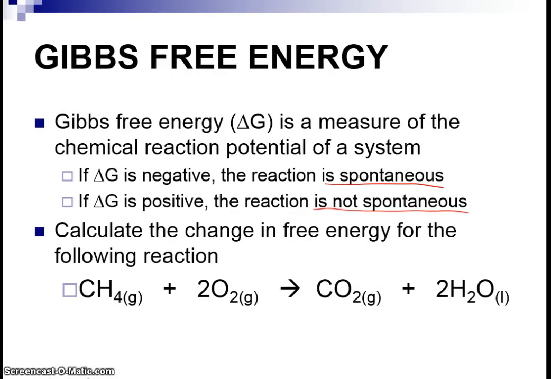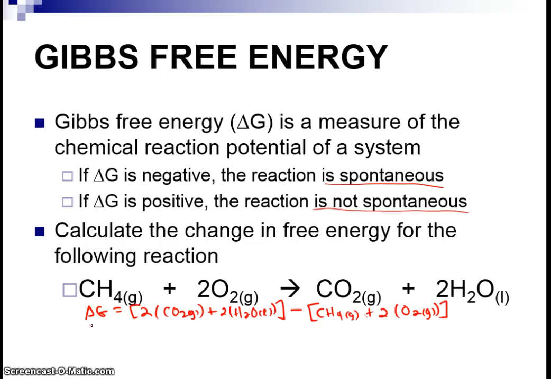So, just like we did earlier for our reaction, delta G is equal to 2 times the CO2 gas plus 2 times the H2O liquid minus my reactants, which ends up being CH4 gas plus 2 times the O2 gas.